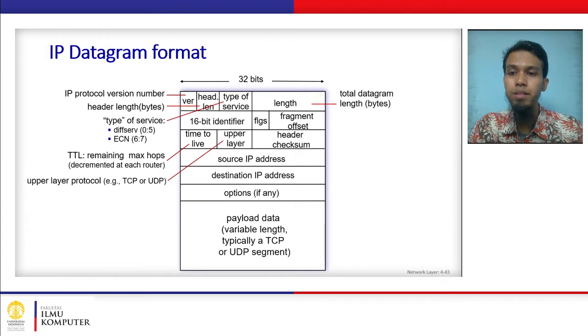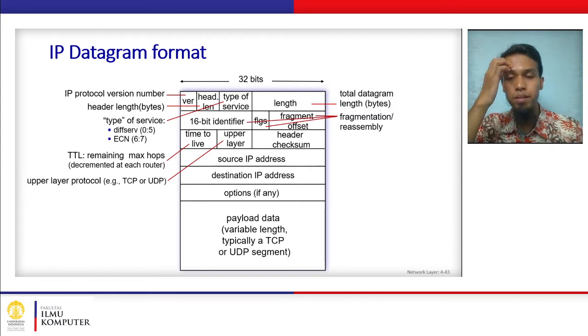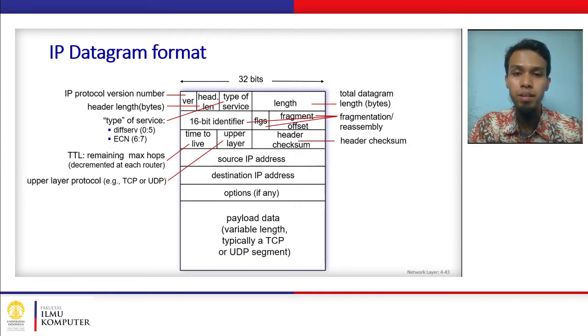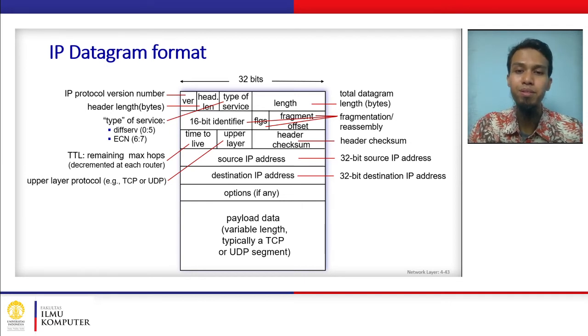And there is the upper layer protocol field, which is coded in some codes, for example if you're using TCP or UDP. There are several flags for fragmentation and reassembly. Then there is the header checksum, a bit similar to the transport layer checksum. And these two are the most important fields: the source IP address and the destination IP address.